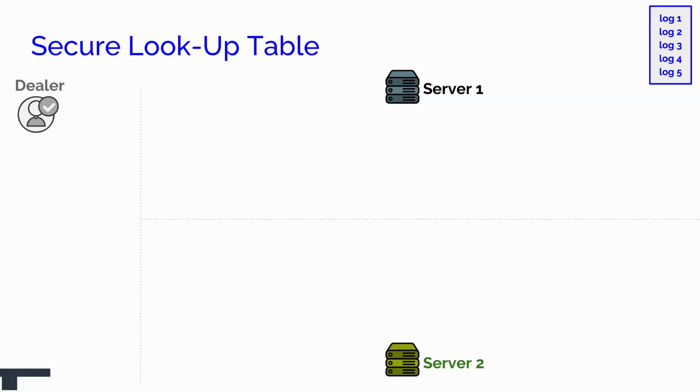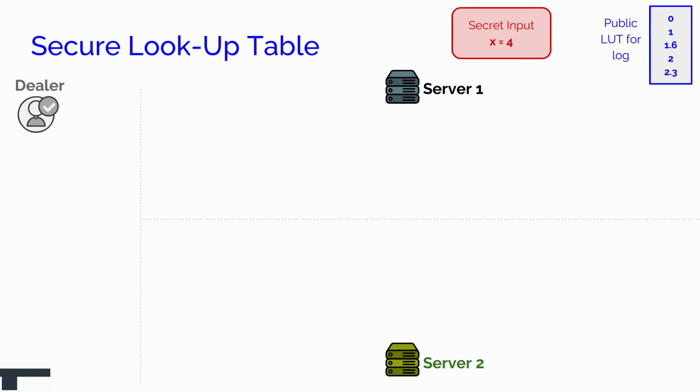This is kind of a technical slide, but it will be the only one, so let's go through it. Let's assume that we want to evaluate a logarithm. We have a lookup table that has 5 logarithms, top right, and we have the values for the logarithm. Server 1 will have a secret input, let's say 4. Yes, this is the intended output of the protocol. So the first step would be to secret share the input, as we saw before.